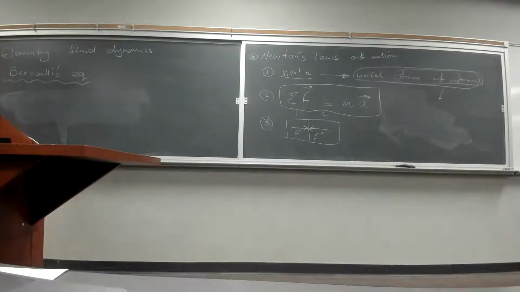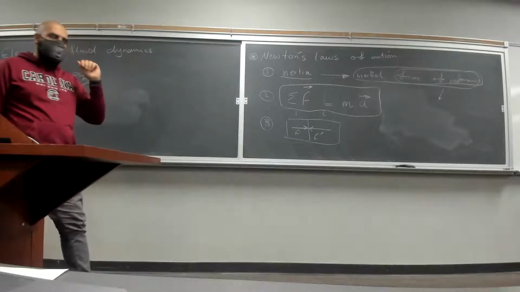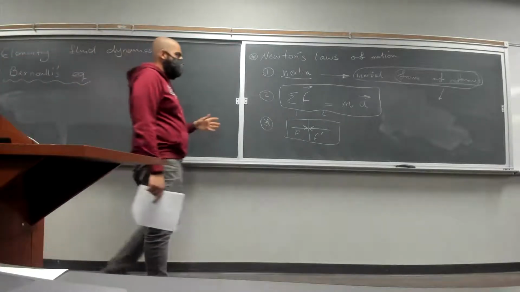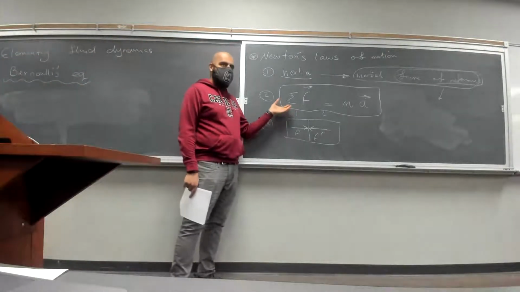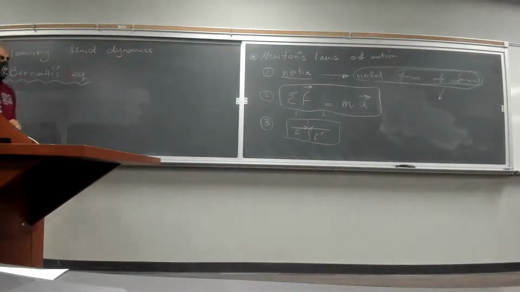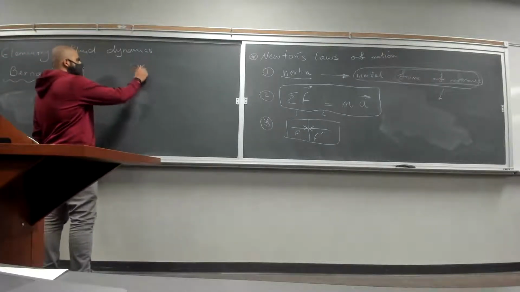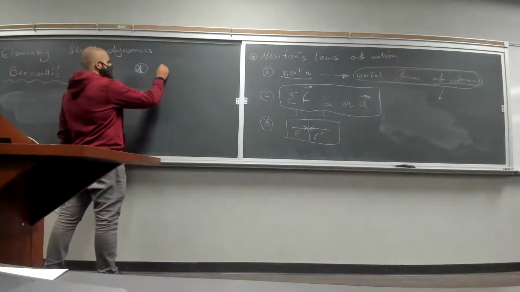But what is that specific type of flow? We are making some assumptions to simplify this equation and get to Bernoulli's equation. But what are those assumptions? The first assumption we are making is that there is no viscosity.